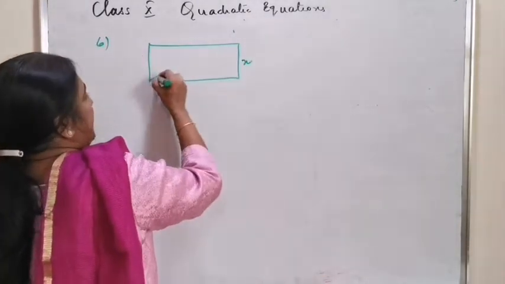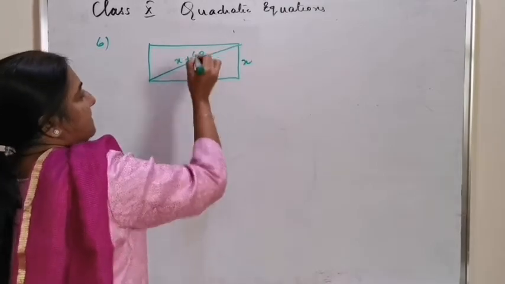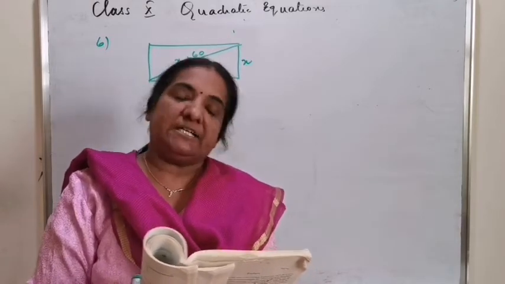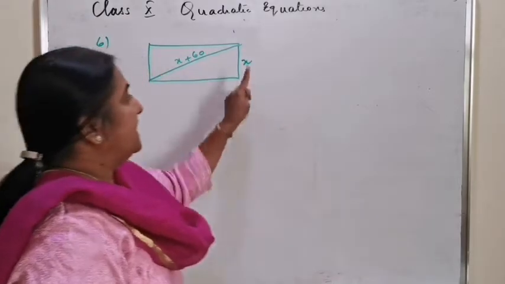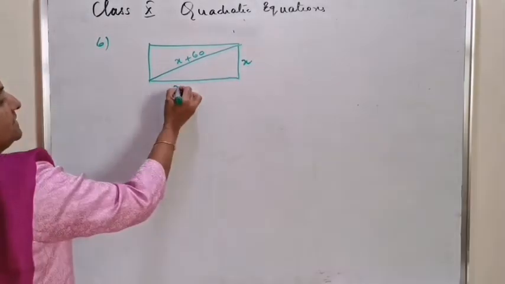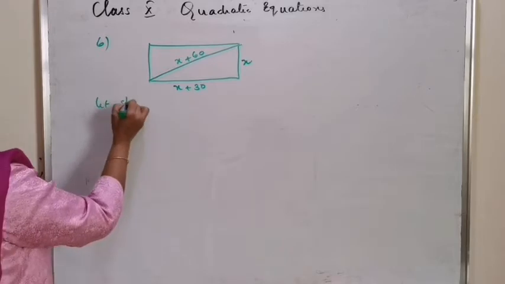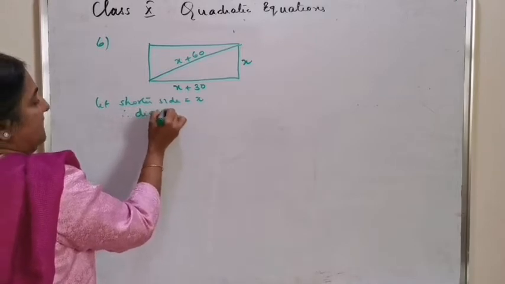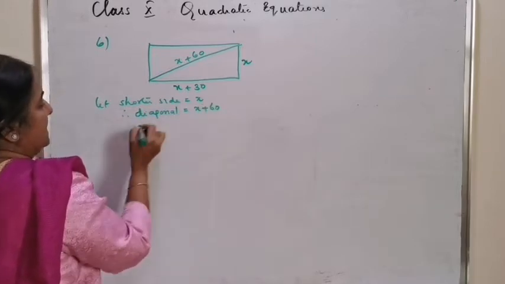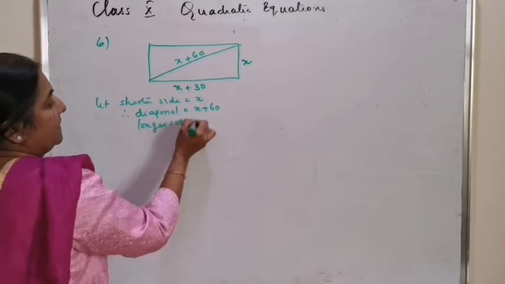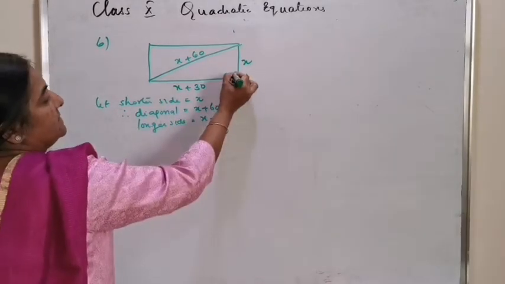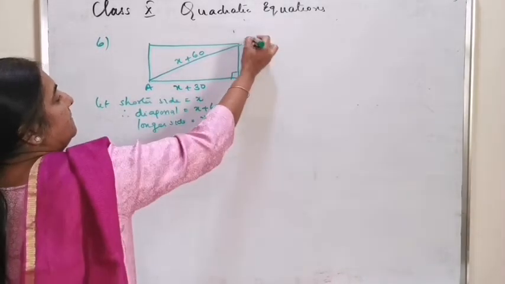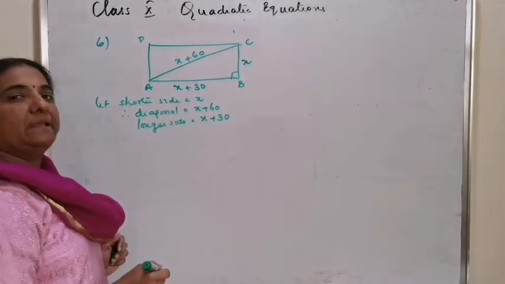So let the shortest side be x, therefore the diagonal is 60 meters more than that, x plus 60. The longest side is 30 meters more than the shortest side. So we have already taken the shortest side as x, so the longer side is x plus 30. And since a rectangle has all the angles 90 degrees, this triangle ABC is a right triangle, and so we can apply Pythagoras theorem.